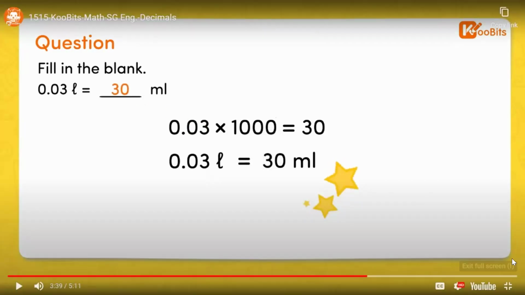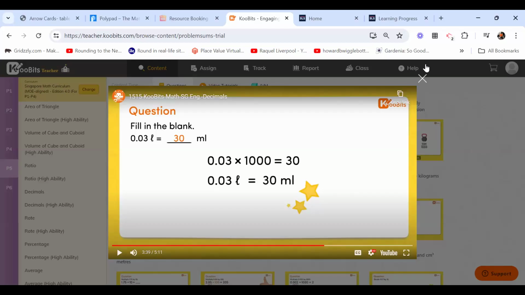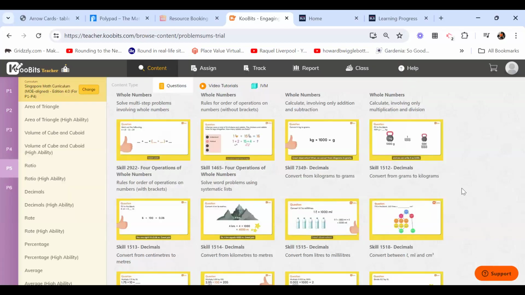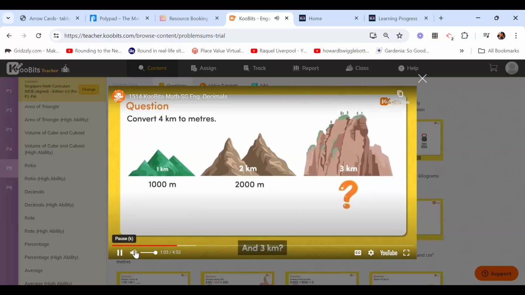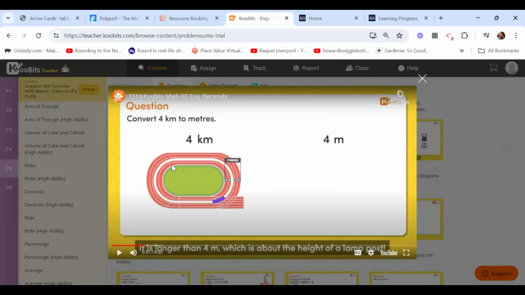Okay, at this point, what can you understand? If you need another video, you can watch another one. The other one that I will want you to see is converting kilometers to meters. So 1 kilometer, here, convert 4 kilometers to meters. What do you think you will do when you are converting 4 kilometers to meters?